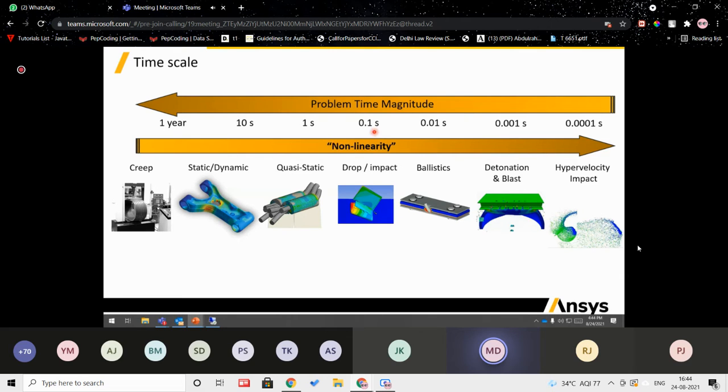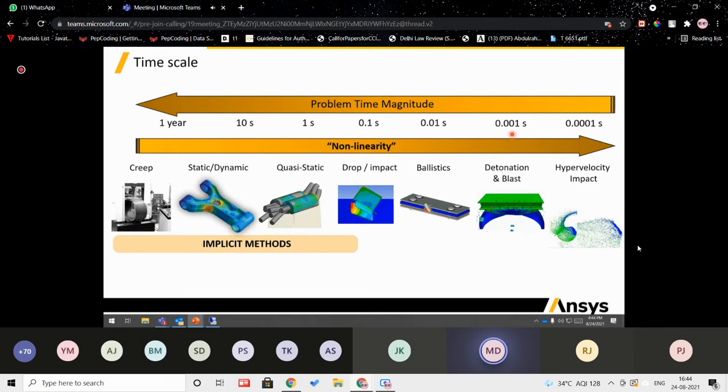If you see the time magnitude of these problems, let's suppose creep usually happens over a year. This is a long-term process, whereas static analysis and dynamic analysis are sometimes in seconds, or can go down to milliseconds. Like this hypervelocity impact can happen in a millisecond. In the same way, the crash phenomenon also happens sometimes in milliseconds. This is simply to explain the scale of the problem.